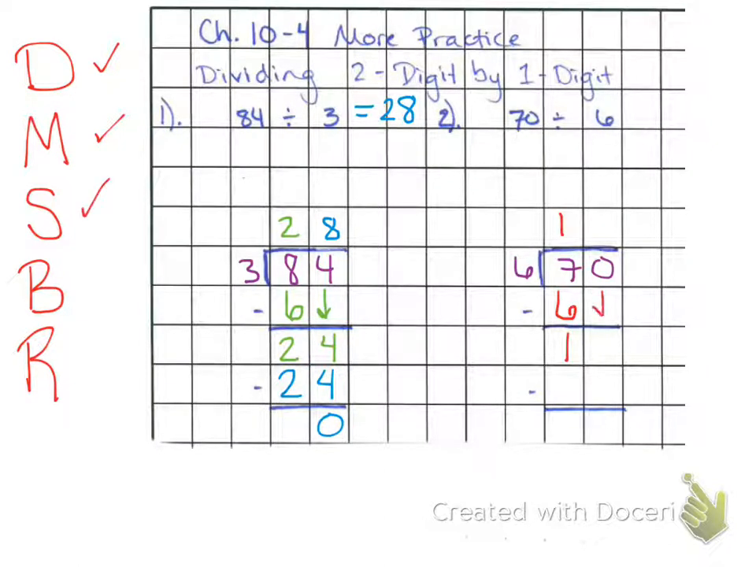Now I need to bring down and repeat. How many times does 6 go into 10? Probably only one time. Now I need to multiply. 6 times 1 is 6. Subtract. Bring down, nothing. So I am finished. Final answer, 11, remainder 4.